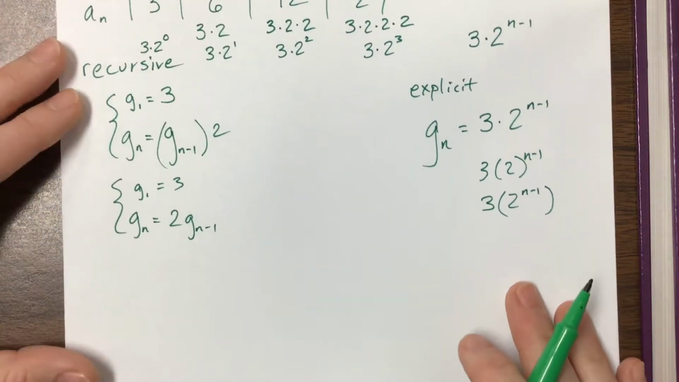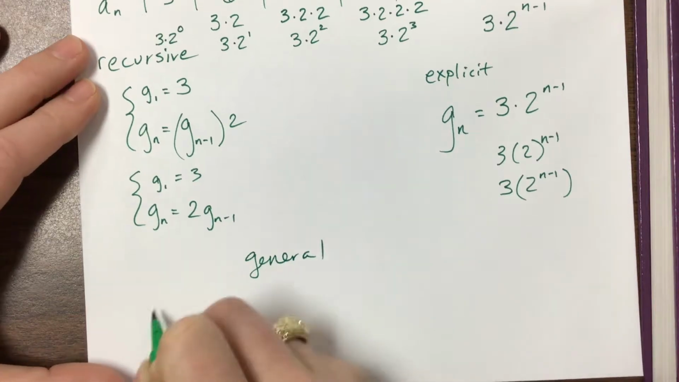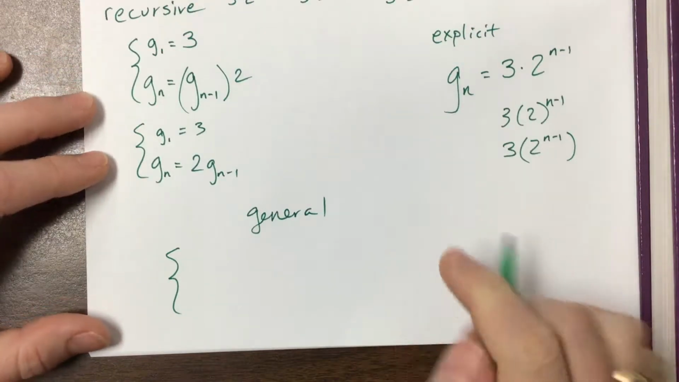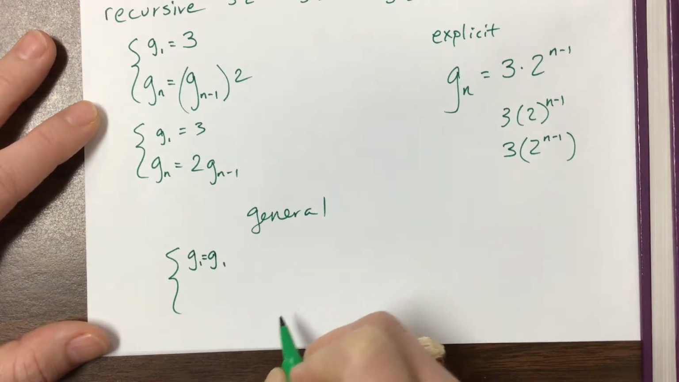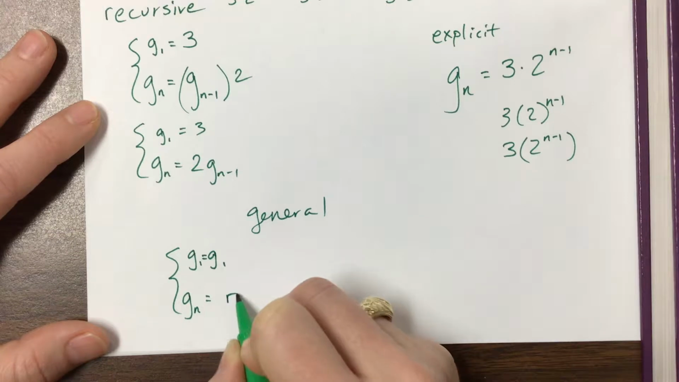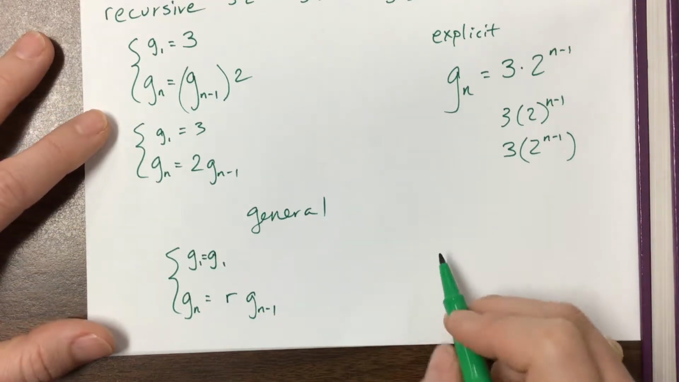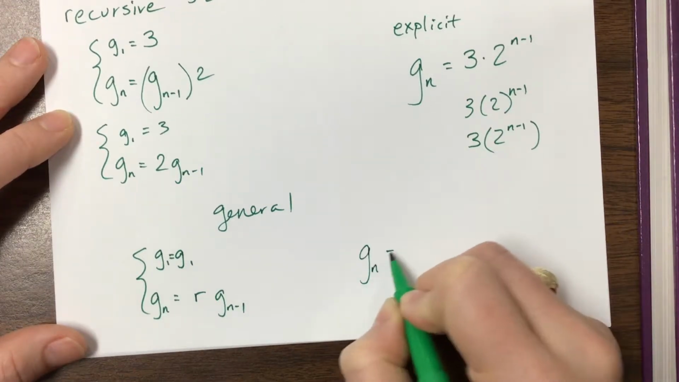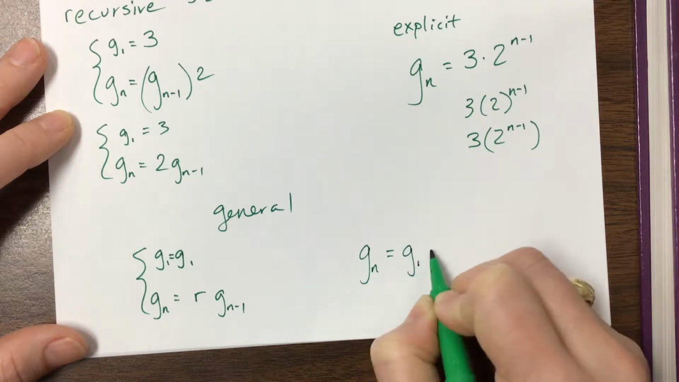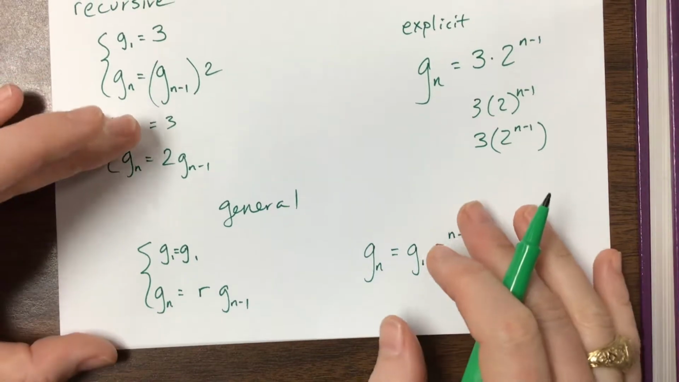Okay, so in general, the general form would be, and this was what I was starring and boxing and having a fun time with in class: g sub 1 equals g sub 1, and g sub n is equal to r times g sub n minus 1. It's the common ratio times the term that came right before the nth term. That's the recursive formula. The explicit formula would be that g sub n is equal to g sub 1 times r to the n minus 1. That's our general form.